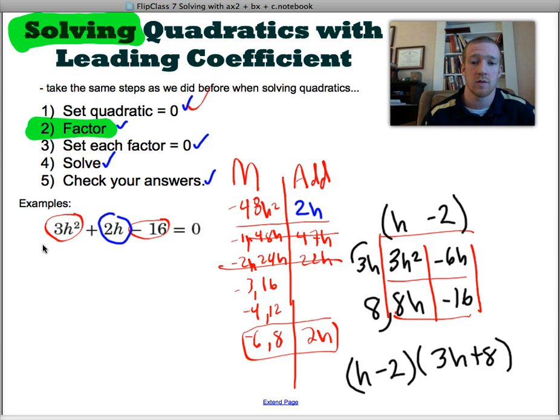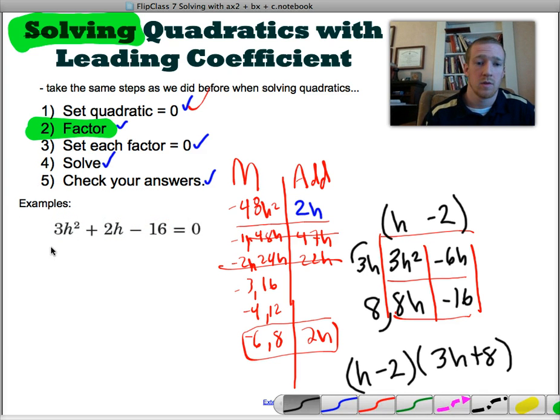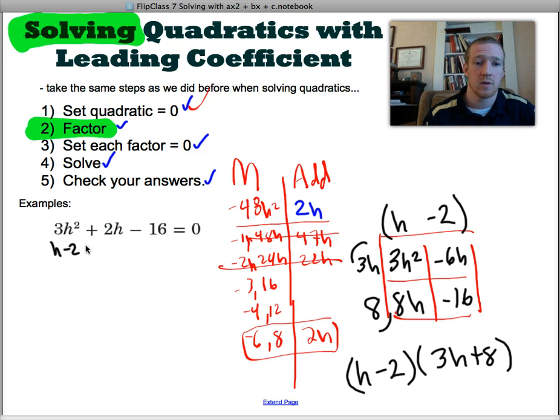So I'm just going to rewrite that over here. This is equivalent to h minus 2 times 3h plus 8 equals 0. So all we did is rewrite the form of this. We just factored it. Now we're going to set each factor equal to 0.